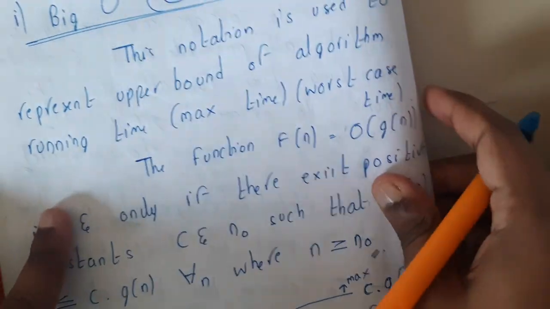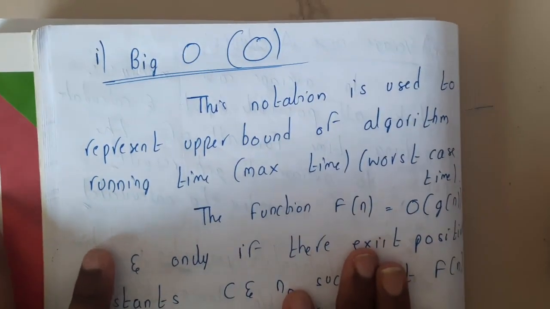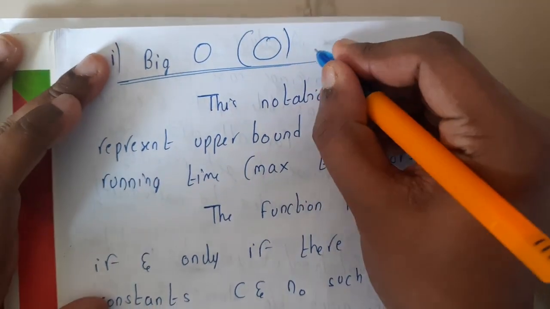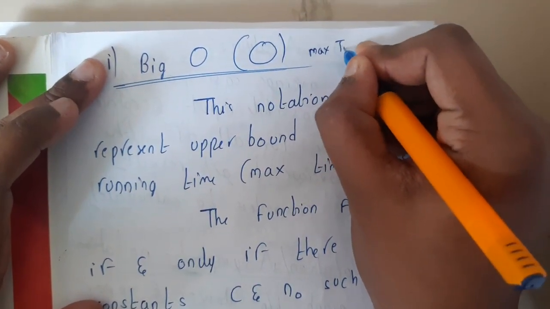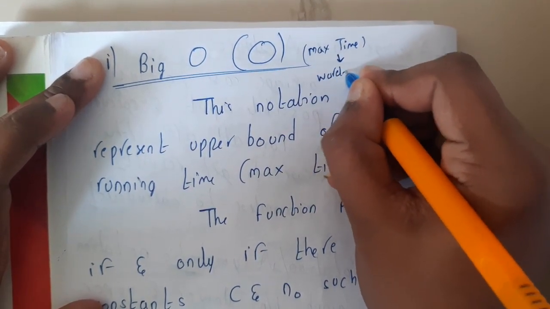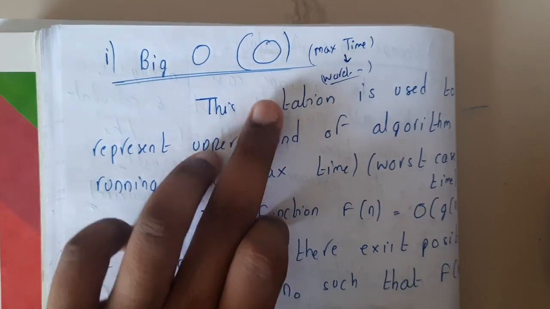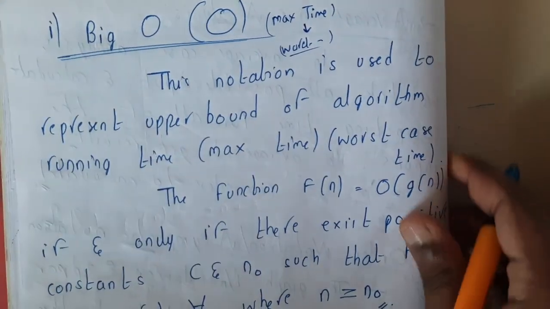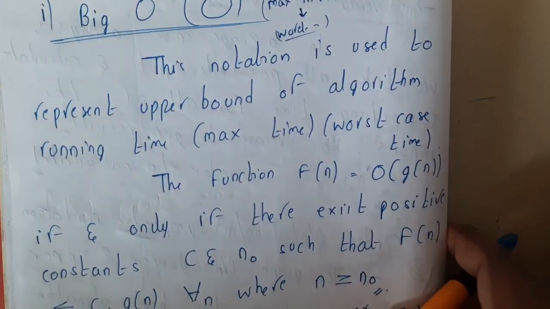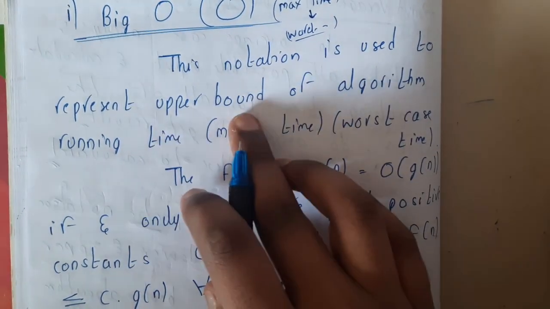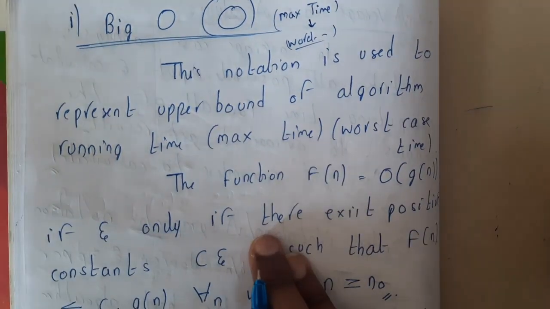So big O. From the name we cannot say much about it, but you can remember that big means it's really large, or maximum time. Maximum time we have discussed previously is nothing but the worst case. So basically big O is used for representing the worst case of an algorithm. The notation is used to represent the upper bound. So maximum time is nothing but the upper bound, right?